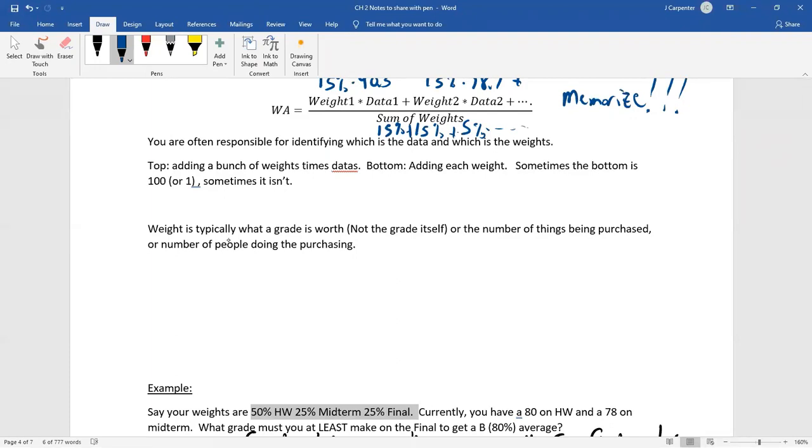I'm not saying there's only one homework assignment. You find your homework average, and then that grade counts as 50% of your grade. You don't apply that 50% to every single individual homework grade. That would be extremely tedious. You just do the regular average, and then you apply the 50%, as we'll see.